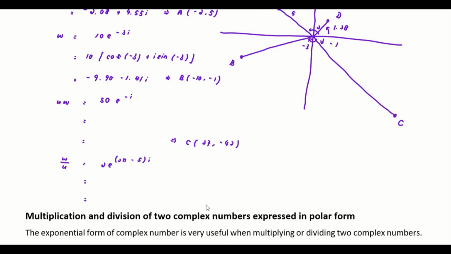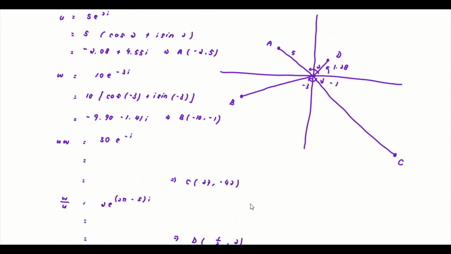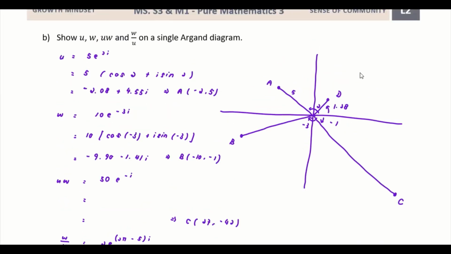Okay, so when I try to check the last one, your D, it will be around 1 over 2 and 2. Which means it's correct that D is in the first quadrant, and it is the nearest one to the origin. Yeah, so this is the idea of how you can show everything in a single Argand diagram.